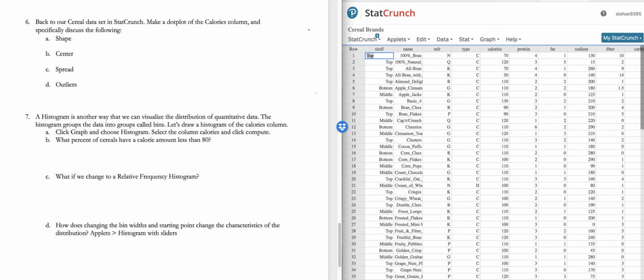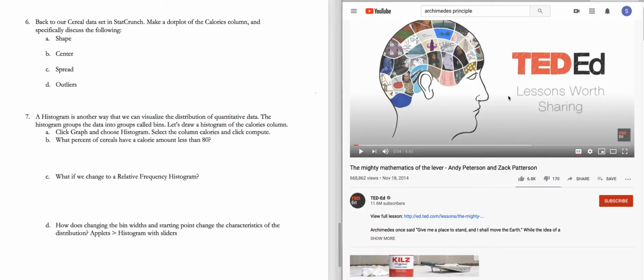Center, I mentioned a little bit before, kind of thinking about that typical value, but let's take a look actually in YouTube. I'm going to bring up this TED lesson here on balancing, and it's going to apply to our dot plots because for center, what we're really looking for is the place where we can get that dot plot to balance. So let's take a look at what's here.